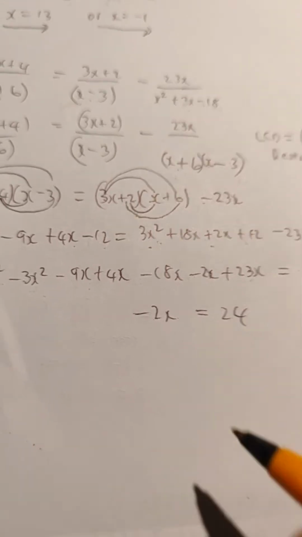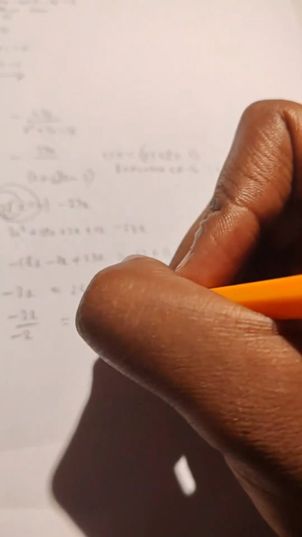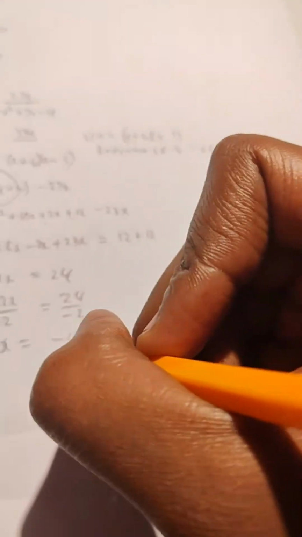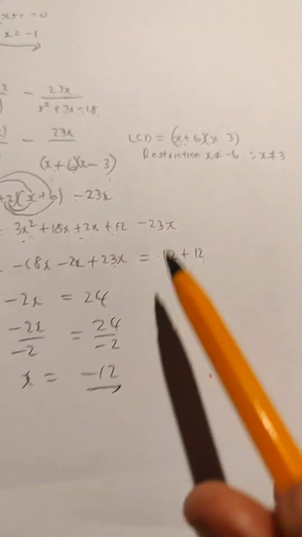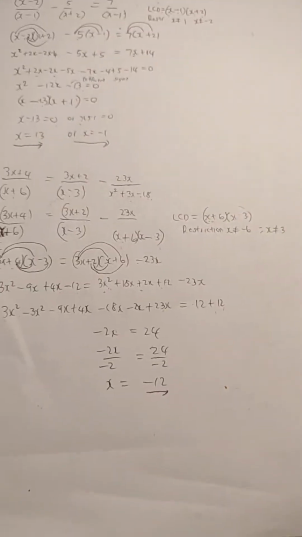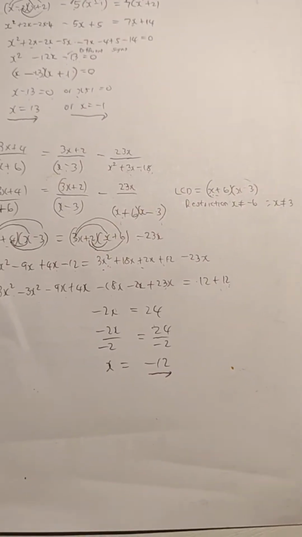Makes life very easy. Now that you are here, you divide by the coefficient of x, which is negative 2. What you do on the left, you do on the right. x is equal to negative 12. This answer here does not go against your restriction, so therefore it's an acceptable answer. We are done.